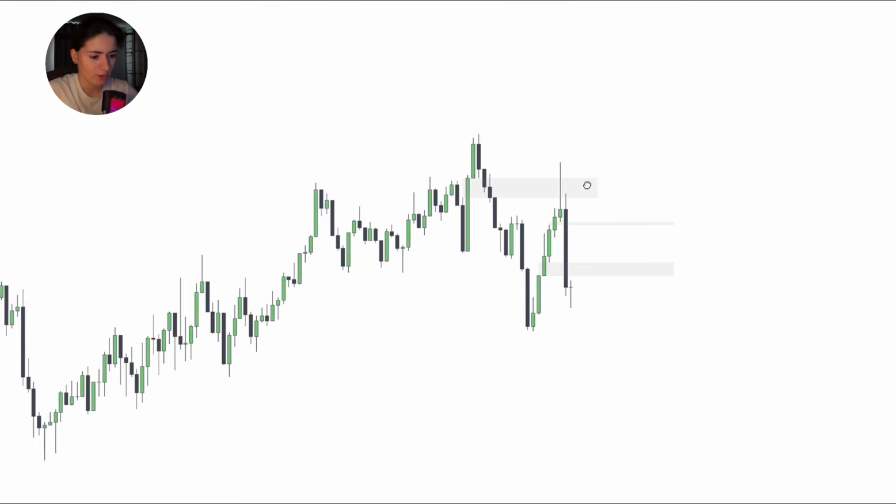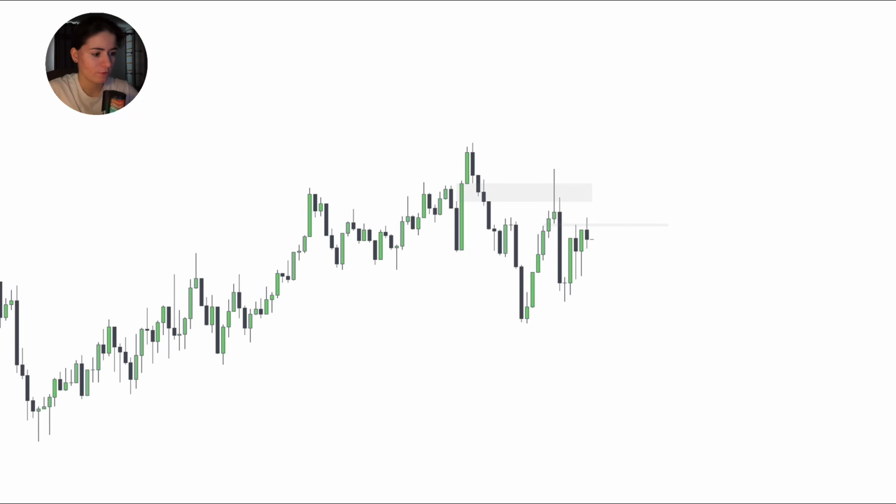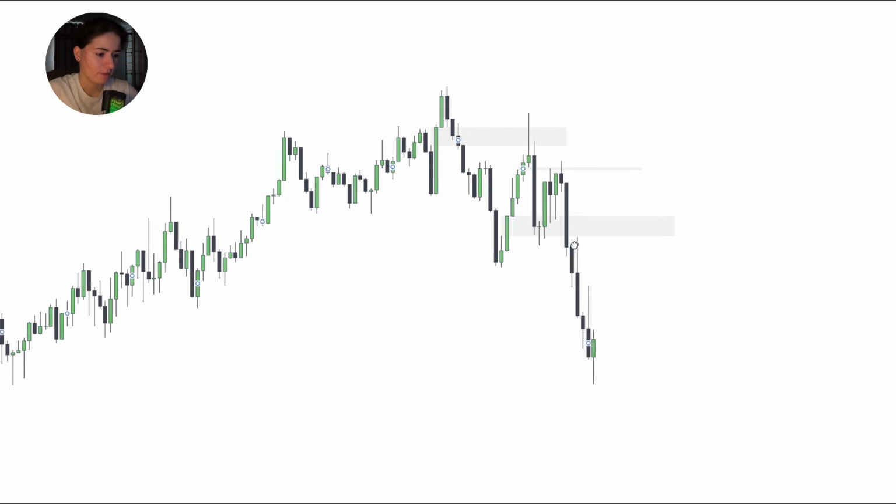After some time, price returned to the inverted fair value gap and continued its downward move, while at the same time balancing the bearish fair value gap in this area.